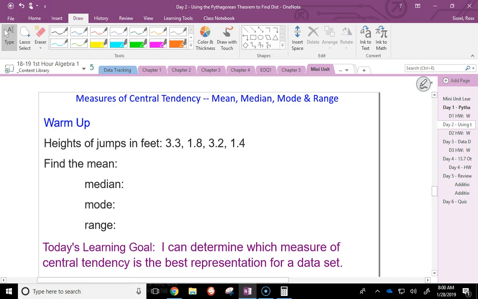What is mean? Average. What is median? Middle number, but there's something important about that one. You have to put them in order from smallest to greatest. Mode is which one gets repeated the most. And then range is the biggest minus the smallest. So let's go ahead and see if you guys can do this first one.